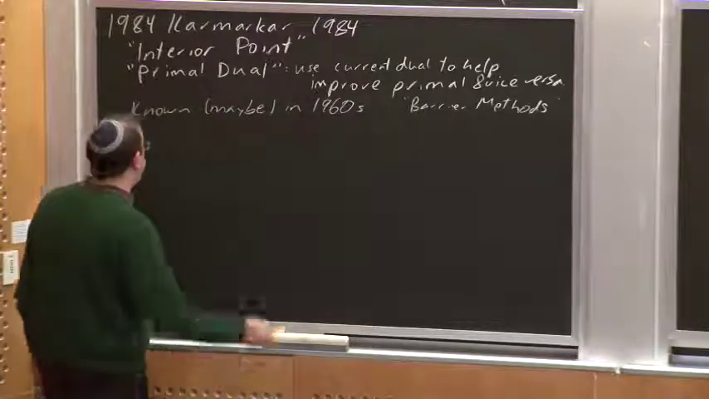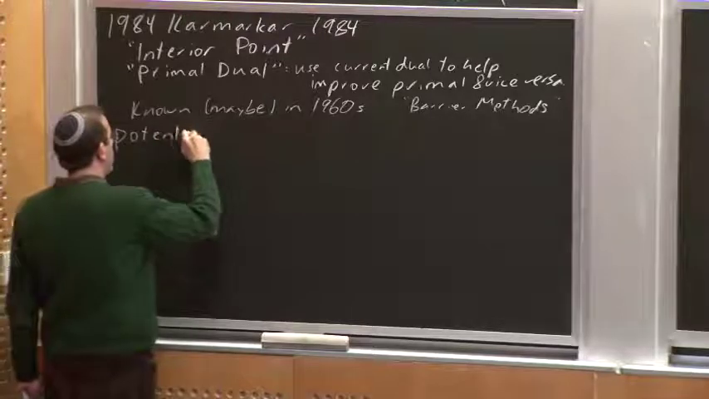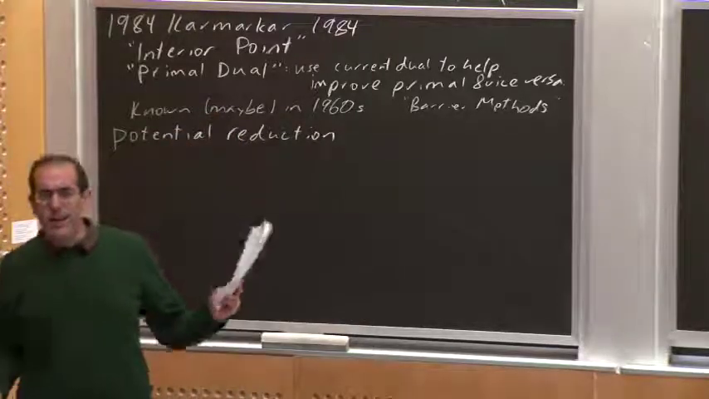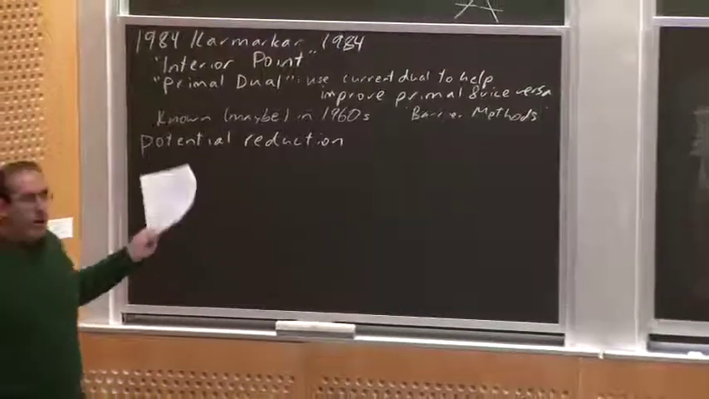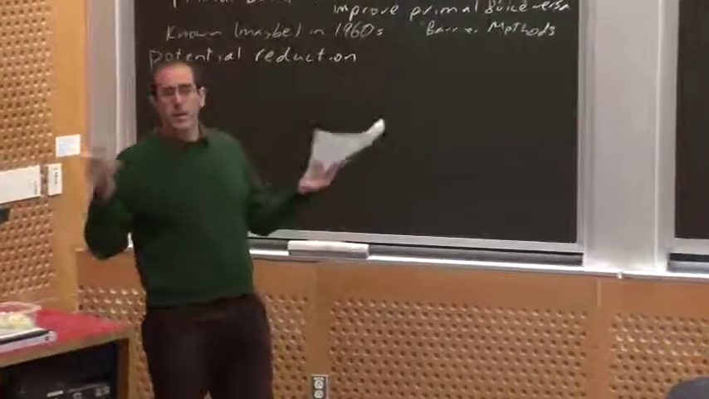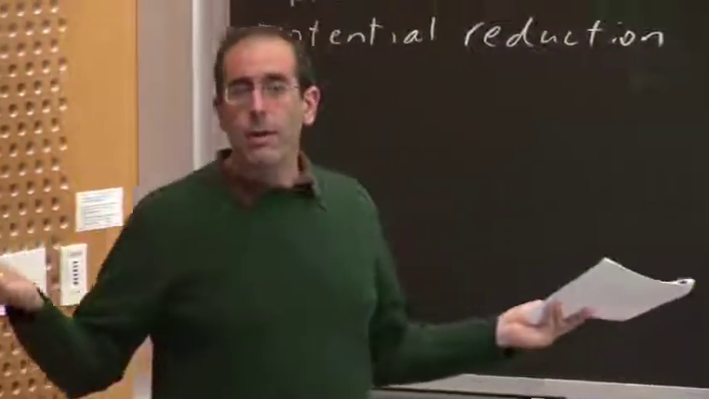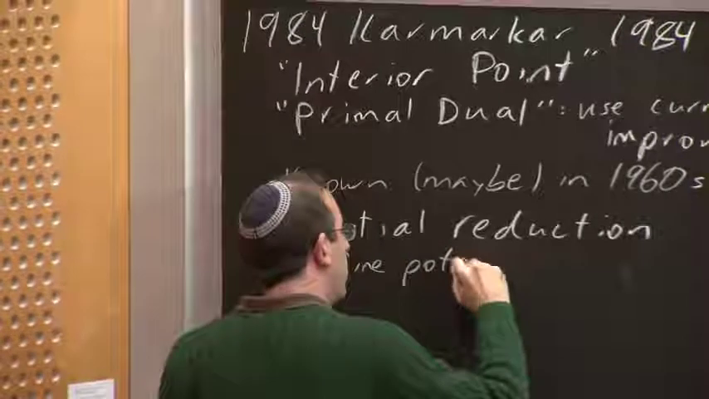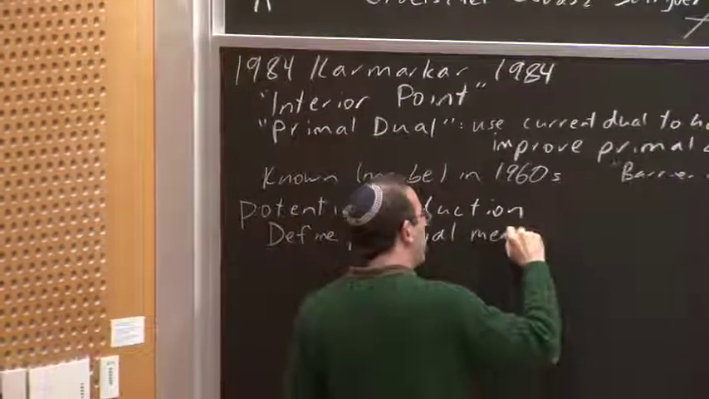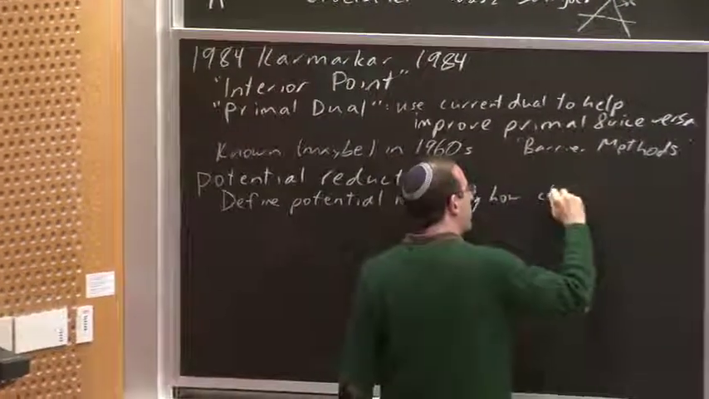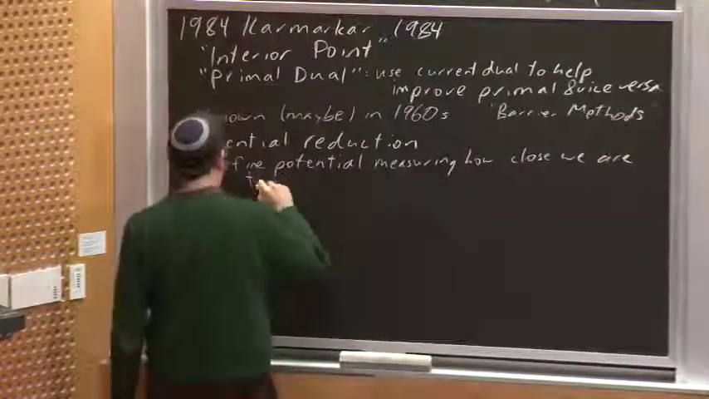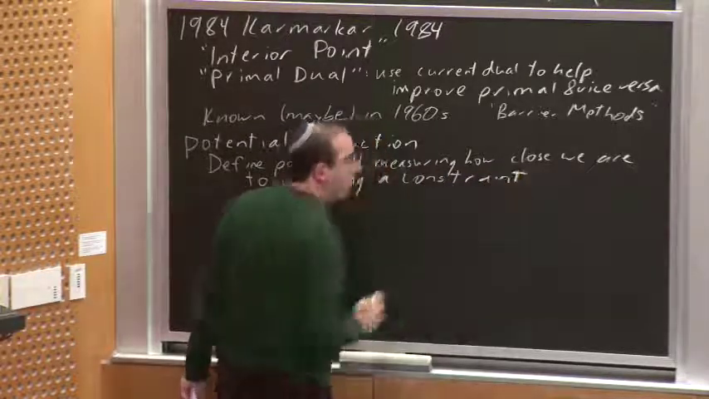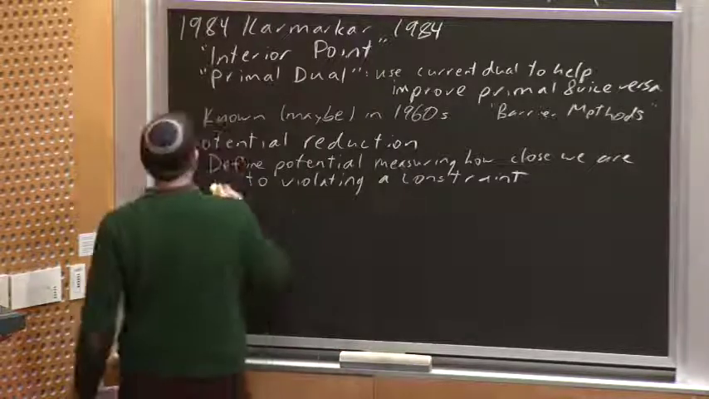So most of these interior point algorithms take a potential reduction perspective. What they say is, dealing with constraints is really painful, right? We've seen how hard it is. We had such an easy time solving a linear system, but as soon as we added constraints and inequalities, everything got really complicated. So let's try and get rid of those constraints. So we are going to define a potential that measures how close we are to violating a constraint. Okay. And we will just add that potential to the objective function.